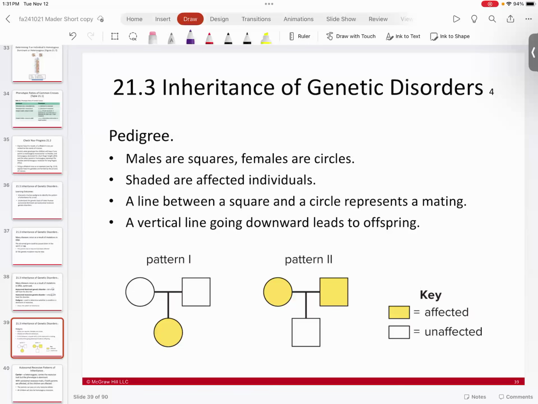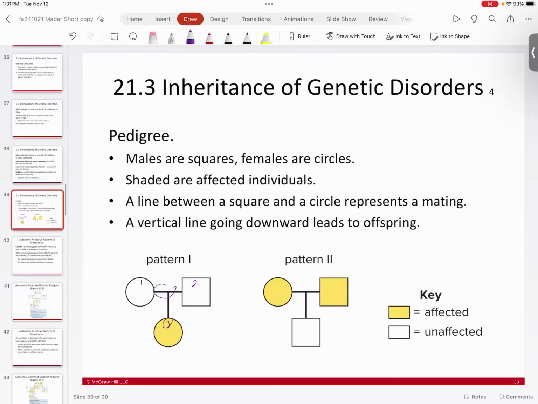So, for instance, if you take a look at a pedigree, typically males are squares and females are circles. A shaded area is somebody who has whatever this genetic disorder is. And if you see 2 connected, this is a pairing, this is a mating. So for instance, this individual here had a child with this individual, number 2, to create individual number 3. And so the vertical line is the offspring. In this particular case, you have 2 unaffected parents who had an affected child. In the second pattern, you had 2 affected parents who had an unaffected child.